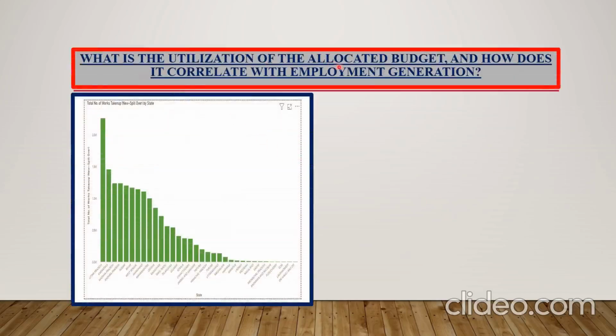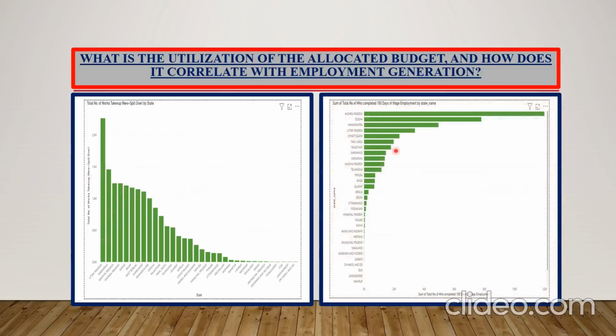What is the utilization of the allocated budget and how does it correlate with the employment generation? Here we take a column chart. On the y-axis we take all states in India, and on the x-axis we taken the total number of works taken up. In the second column chart we taken the values of states in India on the y-axis, and on the x-axis the sum of total number of HHs completed 100 days of wage employment.